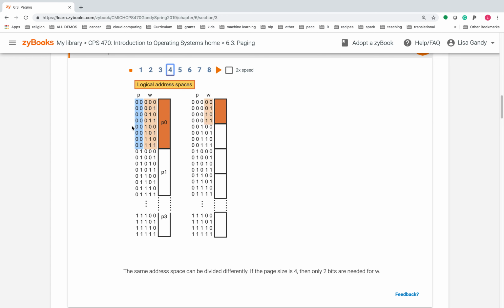This same address space can be divided differently. So here, what I was just talking about, if the page size is 4, then only 2 bits are needed for W. And then the remaining 3 bits could identify 8 different page numbers.